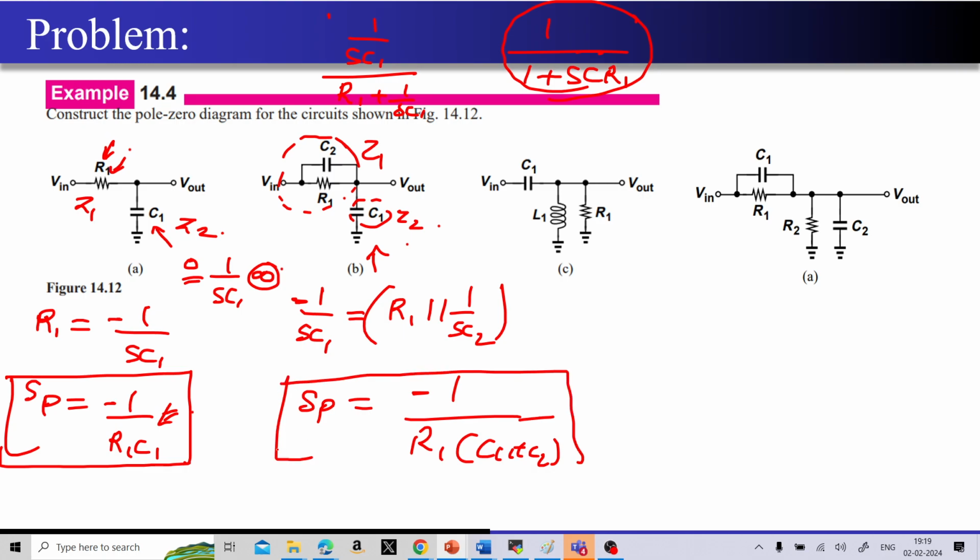Now there is one more way, one more shortcut to find the poles. And by the way, this I have learned from an ex-BITS professor called Chambian T. You can follow him on LinkedIn as well. So this method I learned from him.